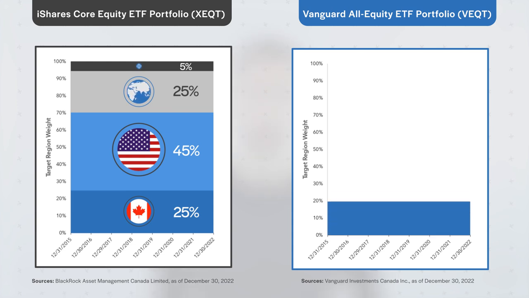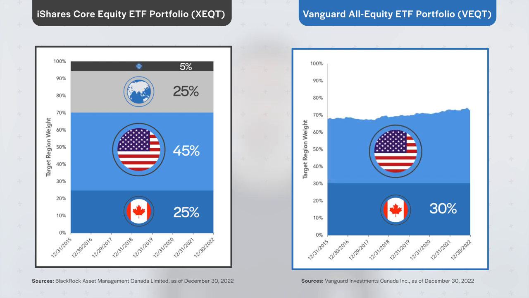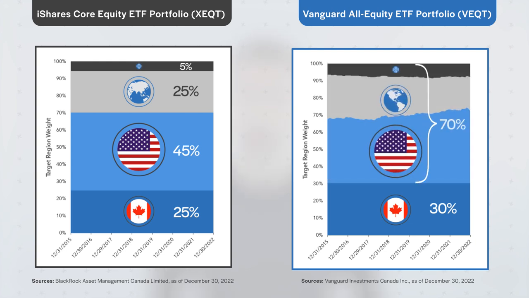Similar to iShares, Vanguard's 30% Canadian stock allocation is also static, so its weight within VEQT is essentially set in stone. However, VEQT's US, international, and emerging stock market allocations are more fluid, as they are based on each region's current stock market value or market cap. This means that each asset class is free to fluctuate within the constraints of the overall 70% foreign equity allocation based on the relative stock market values of each region at any point in time.